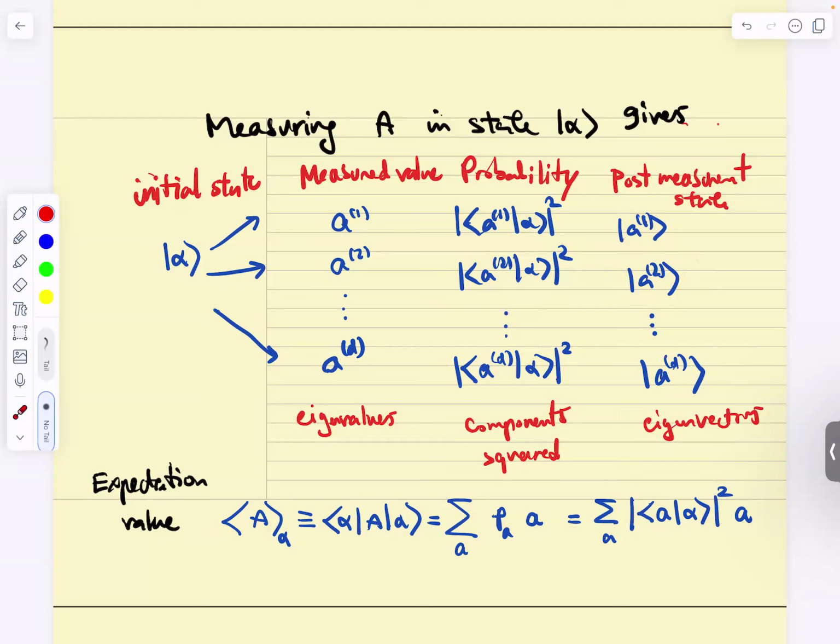So measurement, in a sense, affects the state. Measurement is not a perfect reader of the characteristic or whatever we're observing. It throws the state into some eigenket, right?